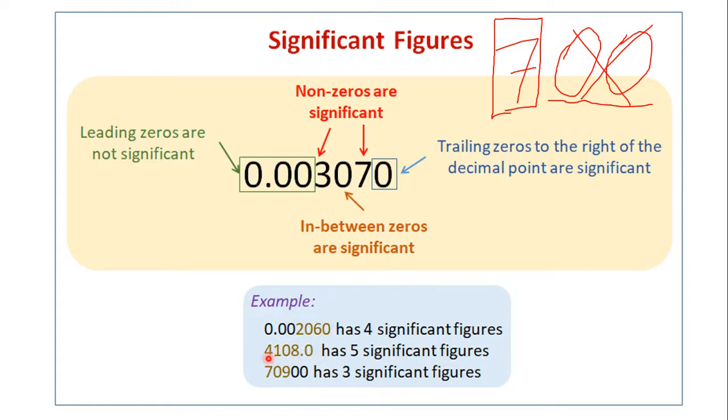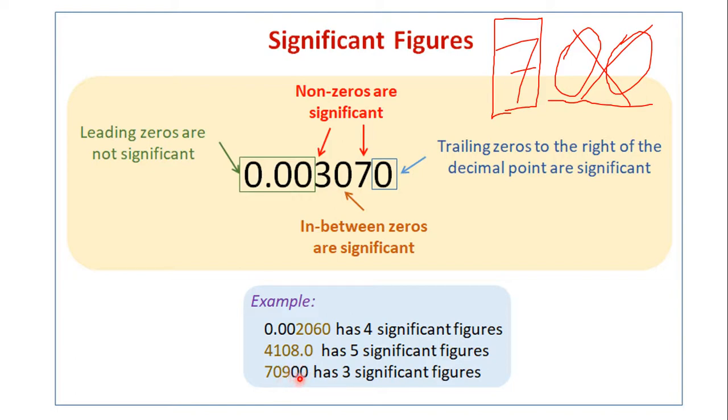4 is significant because it is non-zero. 1 is significant because it's non-zero. 0 is significant because it's between 2 significant figures. 8 is significant because it's a non-zero number. Now 0 is significant. Why? Because it's a trailing zero and it's behind the decimal point. Good, perfect.